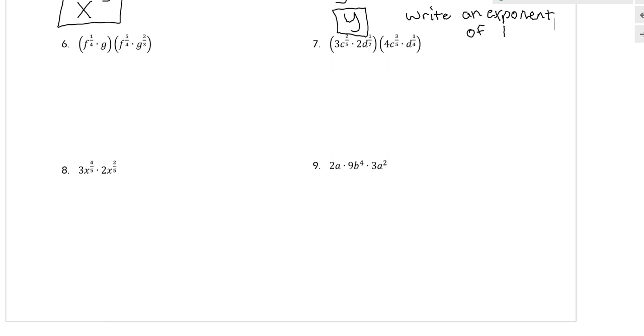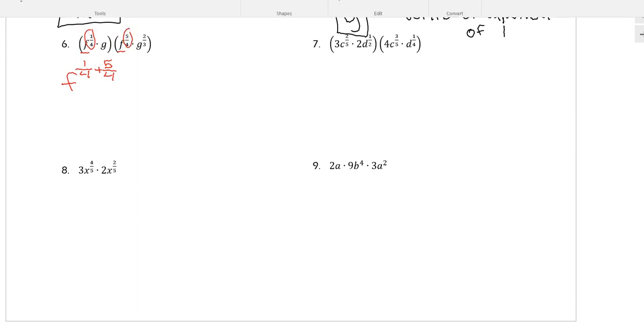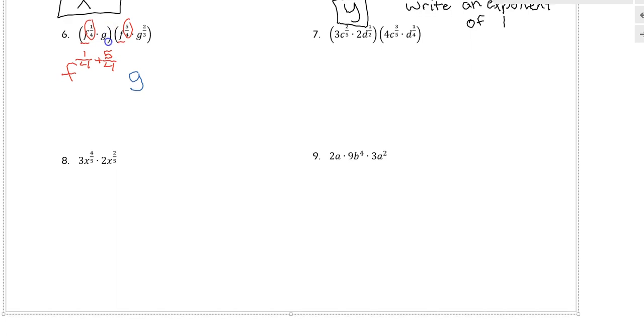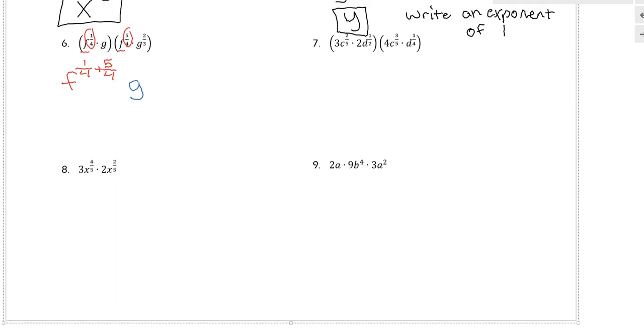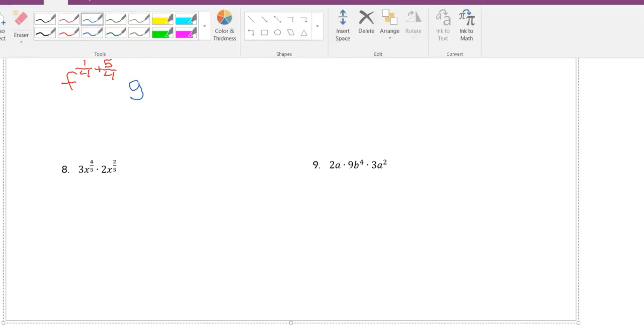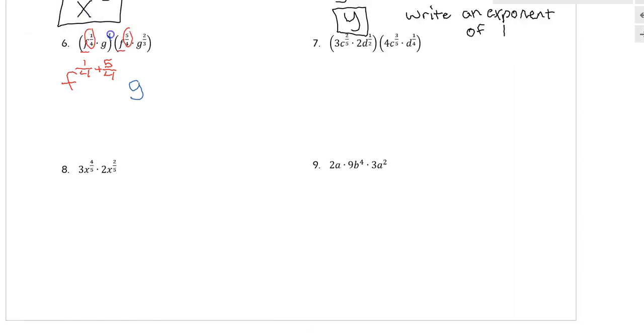All right, looking at 6. Now this is a little different because I have two different variables, or two different bases. So I'm going to start with my f. I'm adding the exponents for f. And then I'm just going to do the same thing with g. Now remember, there's technically a 1 there. And the 2/3.